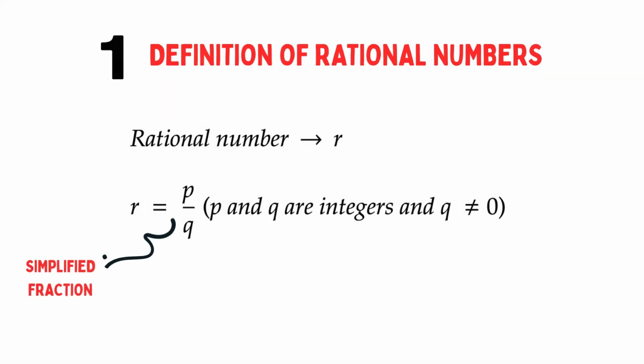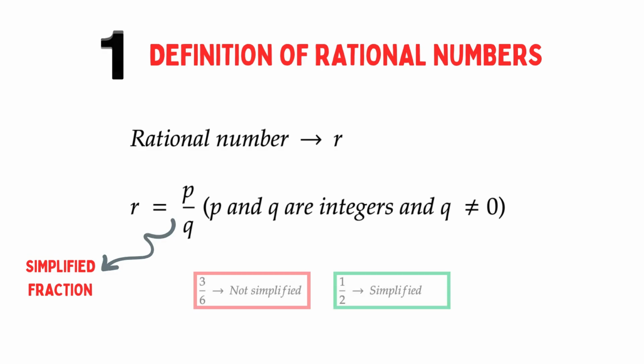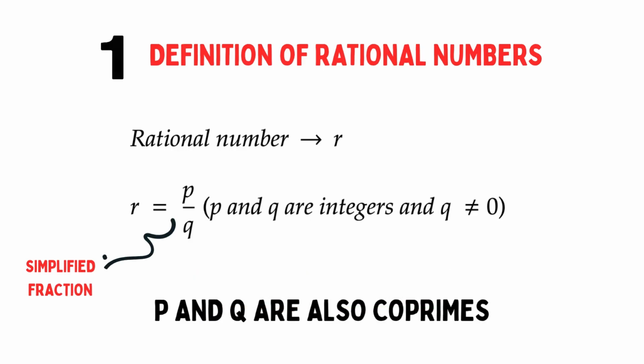But something we kind of miss sometimes is that p by q is always a simplified fraction. Basically, what this means is that a fraction like 3 over 6 is not simplified because we can find common factors of 3 and 6 and cut it out to simplify the fraction into 1 over 2. So that's basically what a simplified fraction means. So this also means that p and q are coprimes.